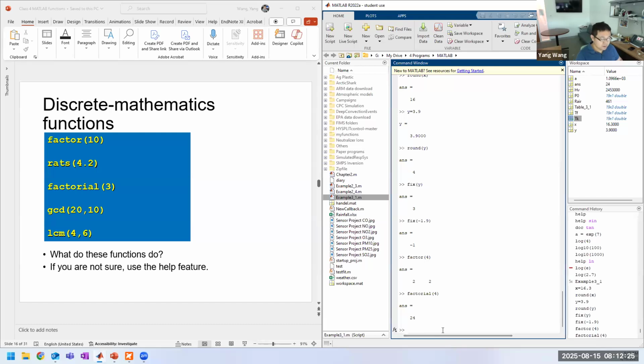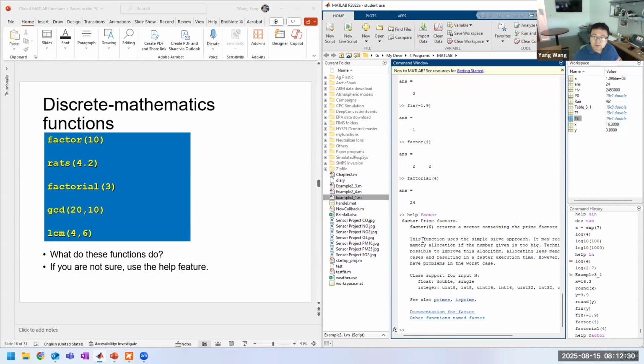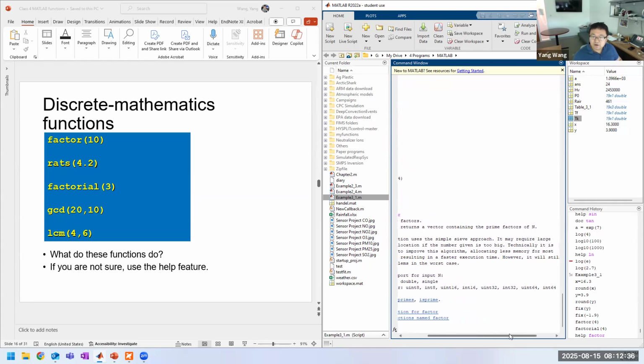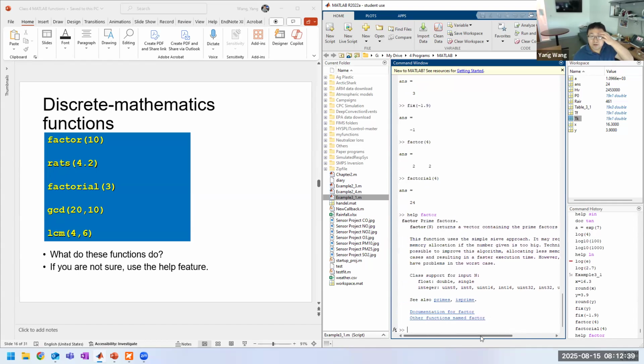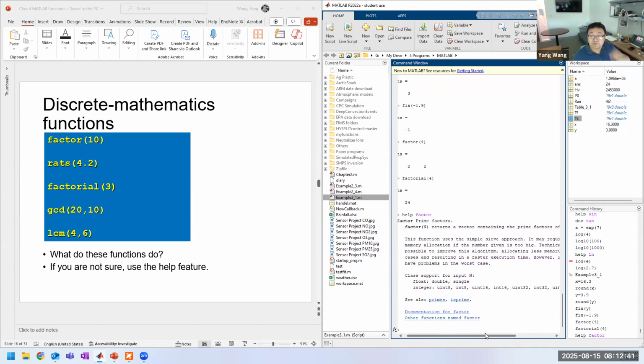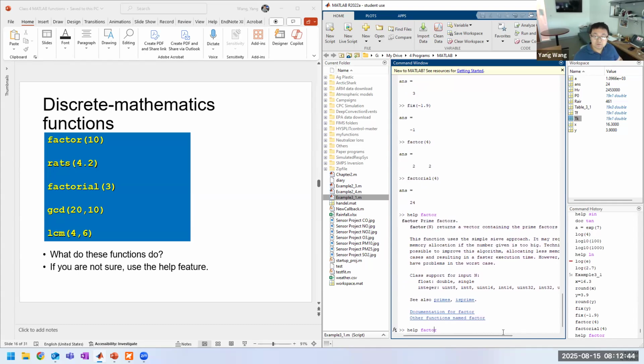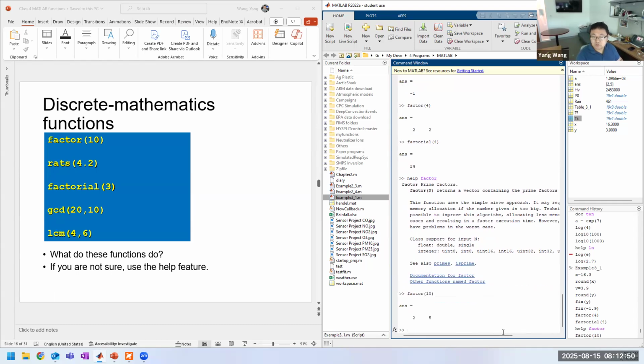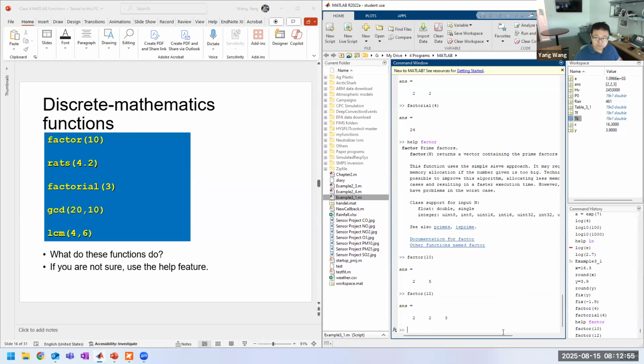Factor, I forgot what it means, but as we know, we can use the help function, right? Factor n returns a vector containing the prime factors of n, right? So if you do factor of 10, it's going to give you 2 and 5, right? Factor of 12 gives 2, 2, and 3, right? It's only the prime numbers, right? So that's why 4 is not one of them, okay?